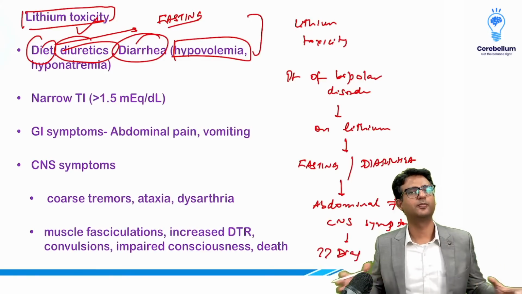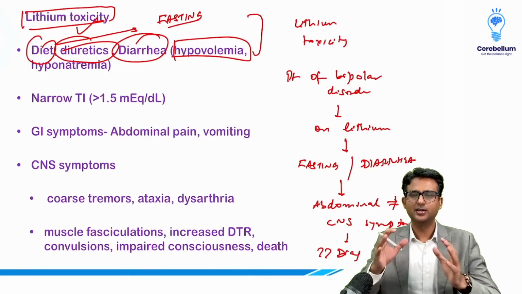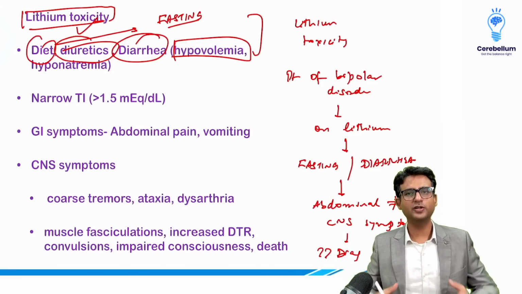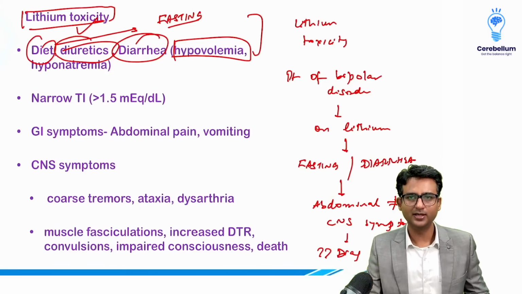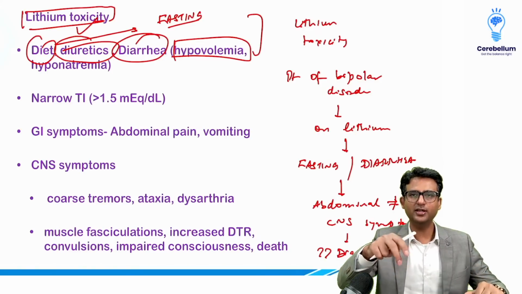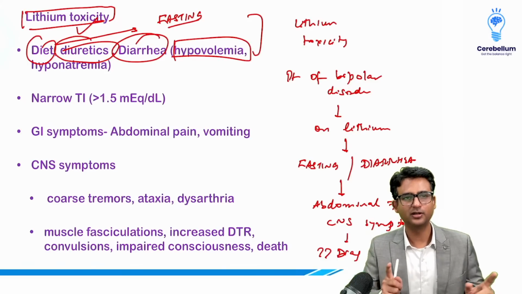A patient who has had bipolar disorder for the last 5 years was maintaining well, suddenly started fasting for religious reasons. Now he presents to you with abdominal pain and vomiting, and you see that the patient is having tremors, difficulty in walking and difficulty in speaking. What is the likely diagnosis? Lithium toxicity.